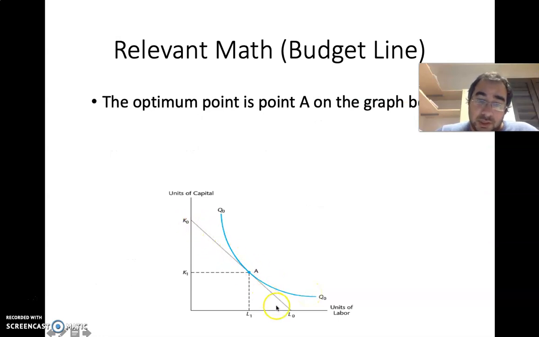So this is the solution. This is our budget line. L0 and K0 give you the amount of labor and capital we are able to buy if we spend our whole money on it. And K1 and L1 give us the optimum quantities of capital and labor, which give us the highest quantity we can produce. Of course, the price is fixed.